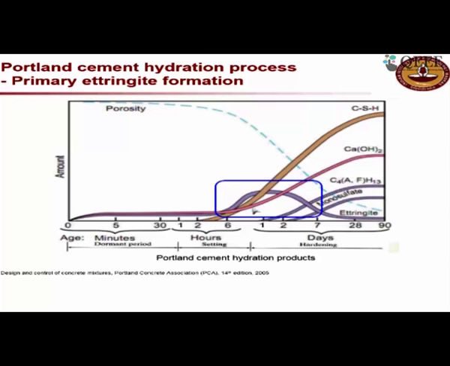So it occupies its own volume. There is no problem in this formation of ettringite in the initial stage when you have normal curing, because the concrete is not fully hardened. It can actually occupy that space without causing any cracking.